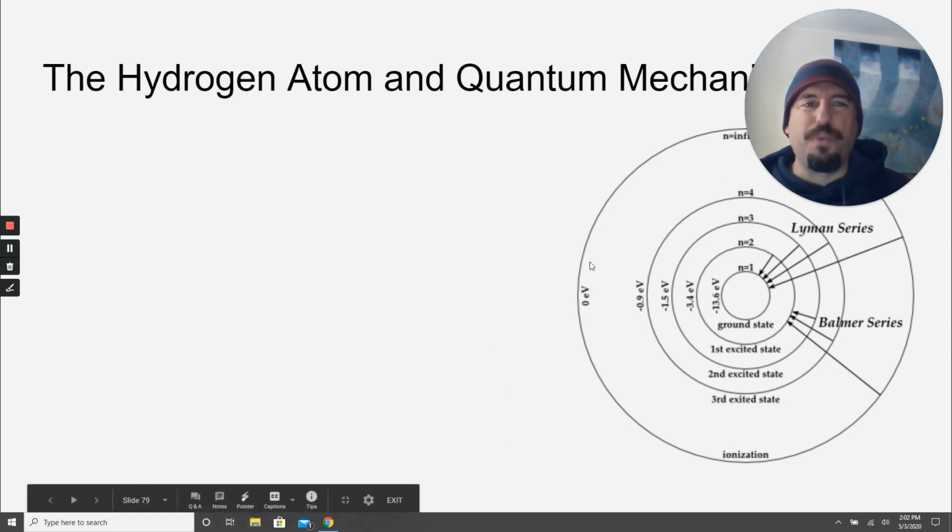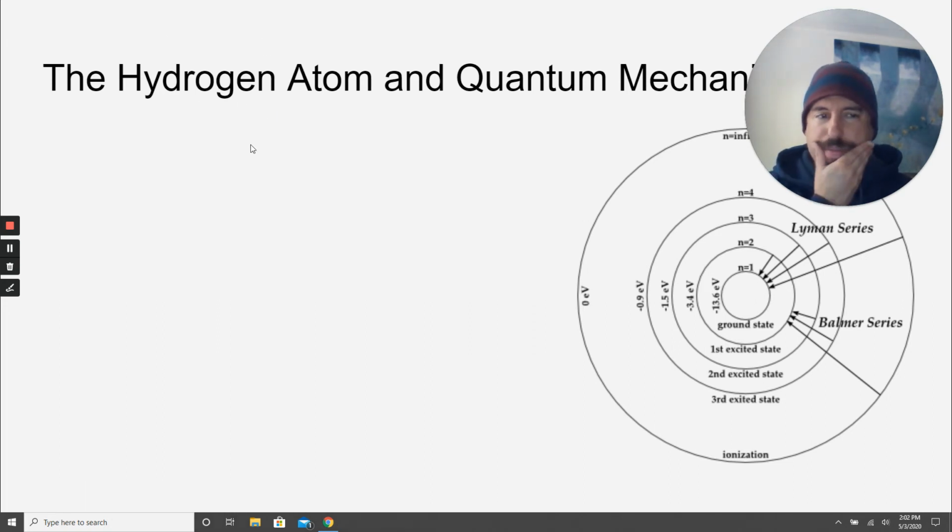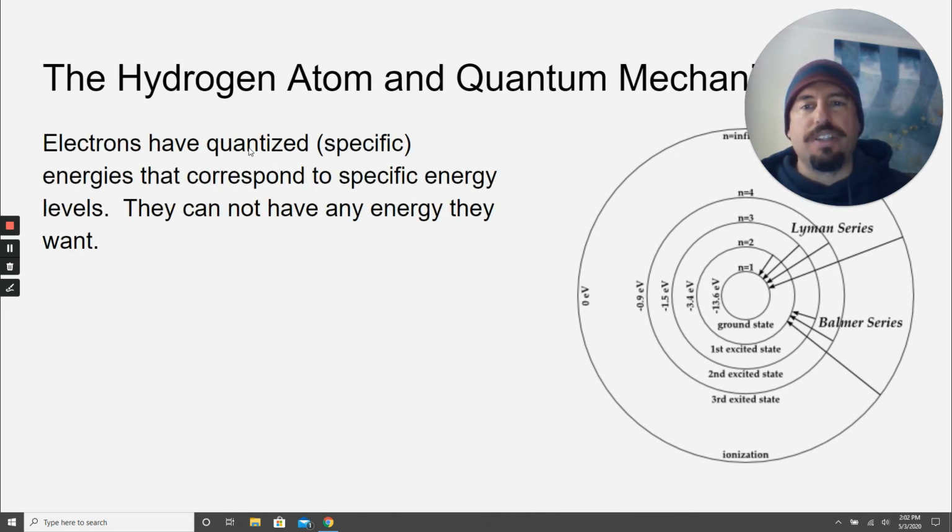So we're going to get into a little bit of quantum mechanics and talk about the hydrogen atom. We've got a little more to go. Electrons have quantized energies. What that means is electrons cannot have any energy they want when they're in an atom. The atom actually has these steps, these energy levels, and you probably learned about this in chemistry. N=1 is the ground state, N=2 is one step up, N=3, and 4.